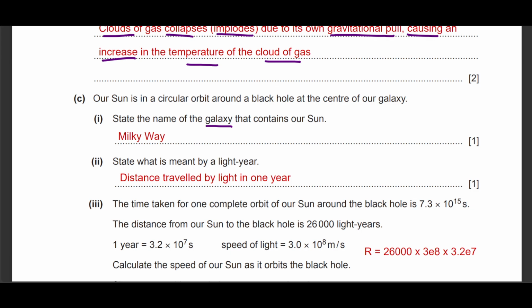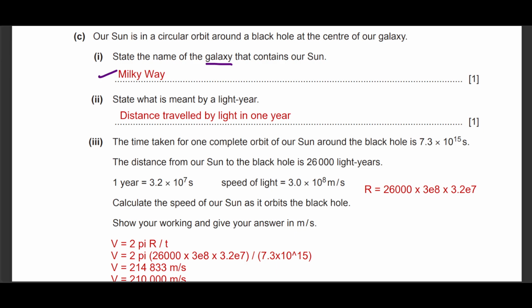It has a name of the galaxy, and we understand this Milky Way. We understand this. The distance measured: state what is meant by the light year. Now, contrary to the common belief, if you read the notes and read the chapter, you will realize that the light year is not time, but it's distance traveled by light in 1 year if it was moving at its maximum speed in vacuum, which is 300,000 or 3 × 10⁸ meters per second.